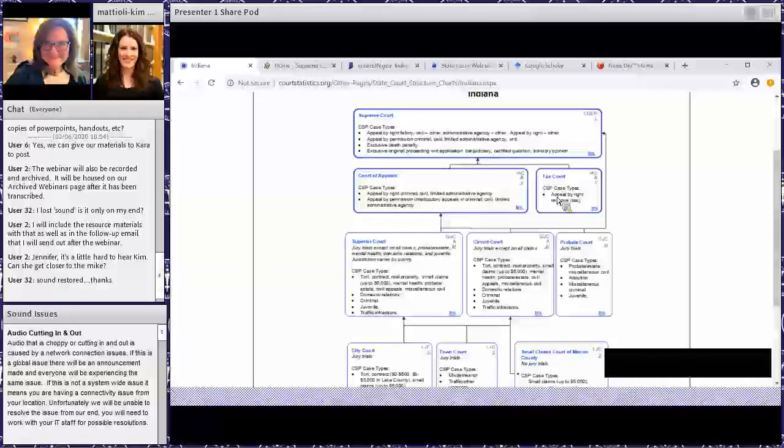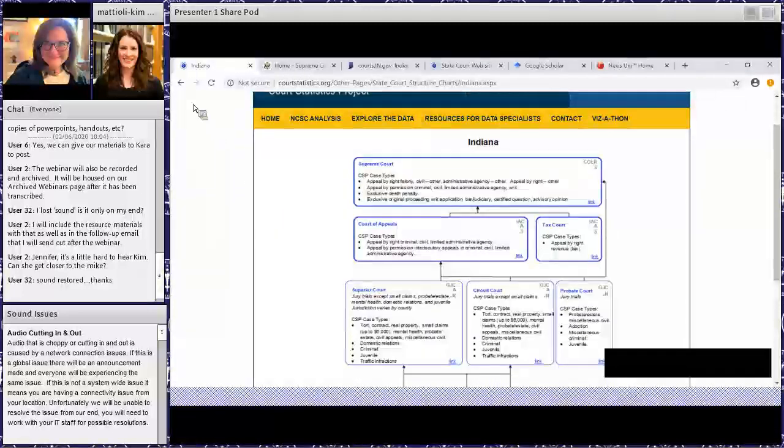And then it'll show you, we have the Court of Appeals, there's also the tax court, and then it goes all the way up to the Supreme Court. So you can follow the arrows to see which types of cases are appealed to which courts.